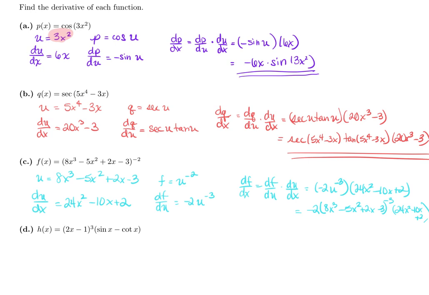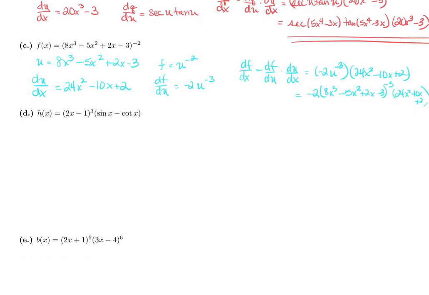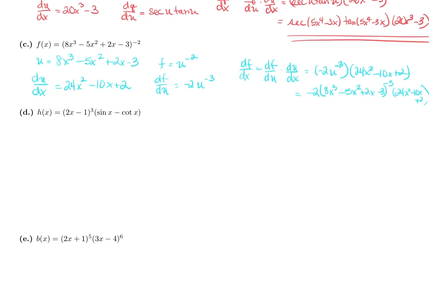I ran out of space over there, sorry. We're not going to be able to do the same u substitution necessarily for the last two. It will require a little bit more work. We could let u be 2x minus 1 and v be sine x minus cotangent x, but it doesn't really get us a lot of places very easily. It doesn't really help simplify anything because here we have two functions that are multiplied together that have to be treated as such when we take our derivative.